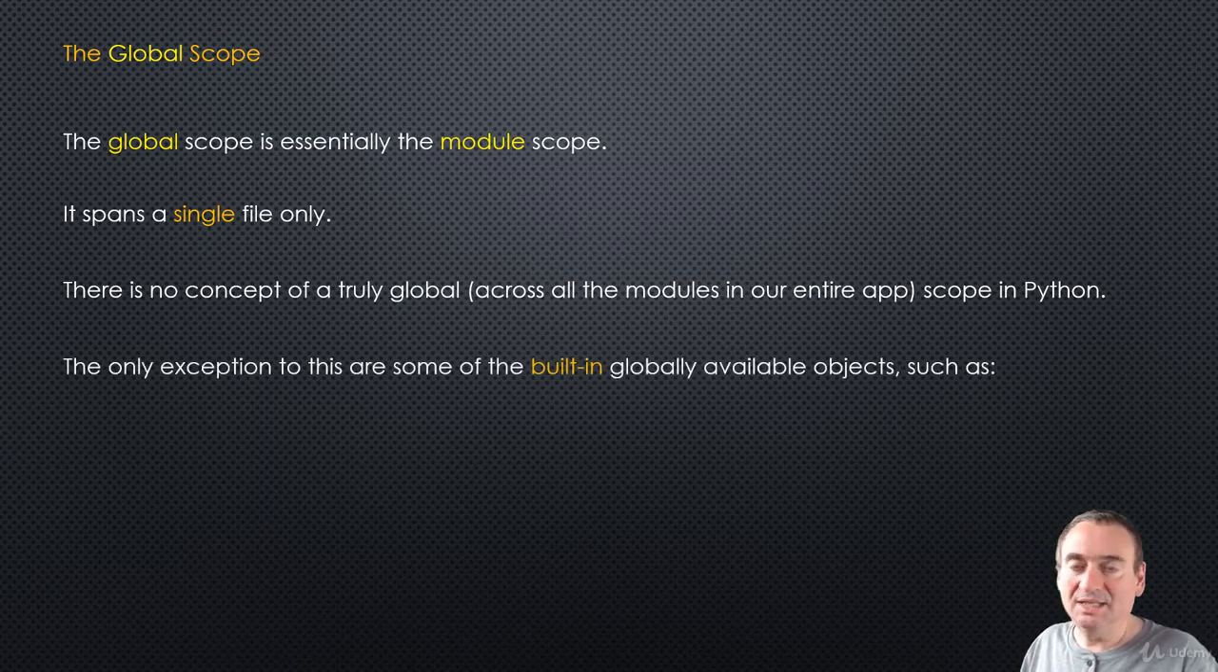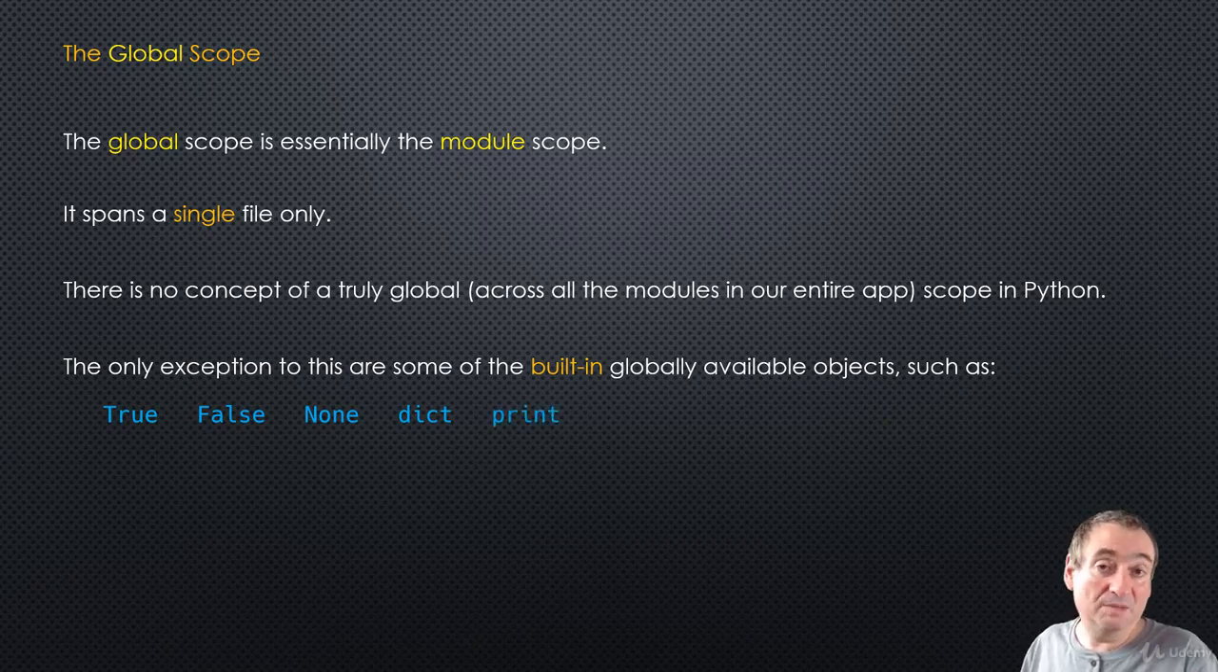Now you do have something that's kind of global, truly global across all the modules, but that's the built-in scope. That's the scope where objects like True or False or even None live, but also dict and also print. Print is a function, but it's just an object. So it has to live somewhere, right? It's living in a namespace somewhere. When you ask Python to use print, to call the print function, it has to go and look up and say, well, where's the object for print? So you can think of that as another scope, and that's kind of available everywhere. That's called the built-in scope.